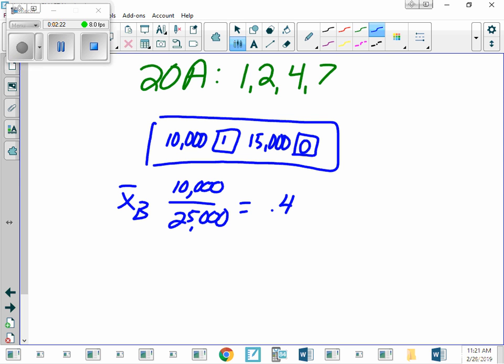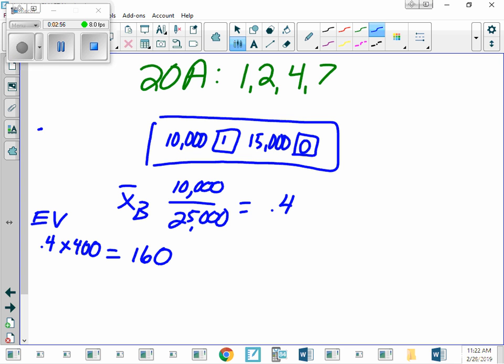So the expected value, if we draw 400 times, is going to be 0.4 times 400, which I believe is 160. Okay, so if we randomly pick 400 students at this school, we expect 160 of them to be over 25 years old. Everybody understand that? Okay. And then we need the standard error.